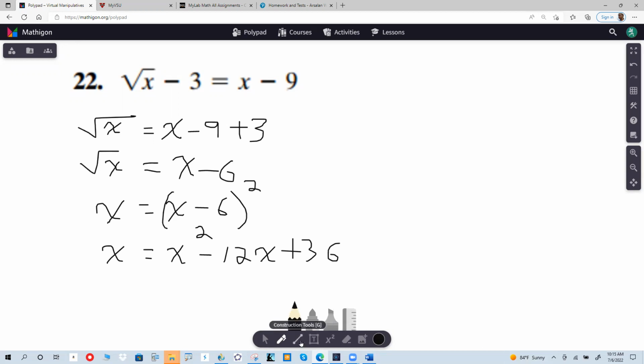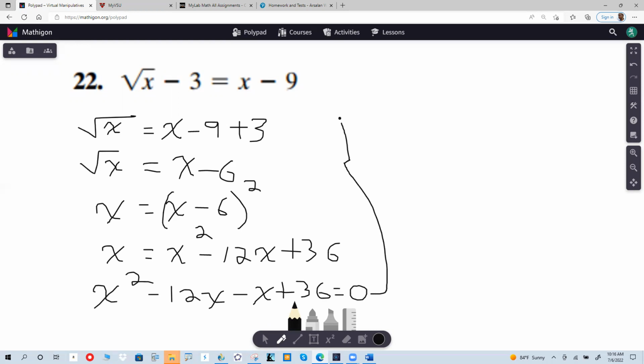The highest power is 2, and I want everything to be on the same side. I prefer the right-hand side. I can put a 0 here, but I'm not going to bother. I'm going to put it on the other side. Don't forget the x coming here, becoming minus x, and 36 staying where it is. That looks a lot better to me. And I'm going to move here. I'm going to write my quadratic equation.